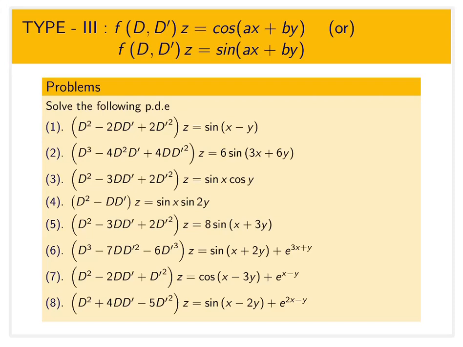So type 3, so f of D, D dash and z is equal to trigonometric functions, either cos or sin is given. So here also the coefficient of x is our a and coefficient of y is our b.